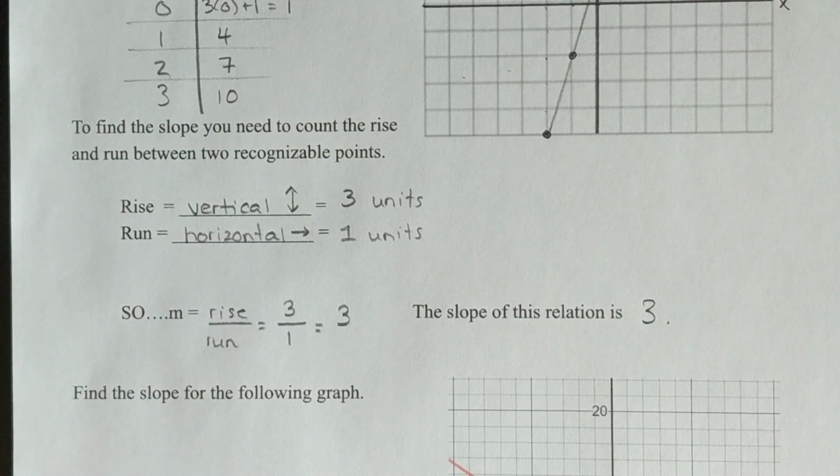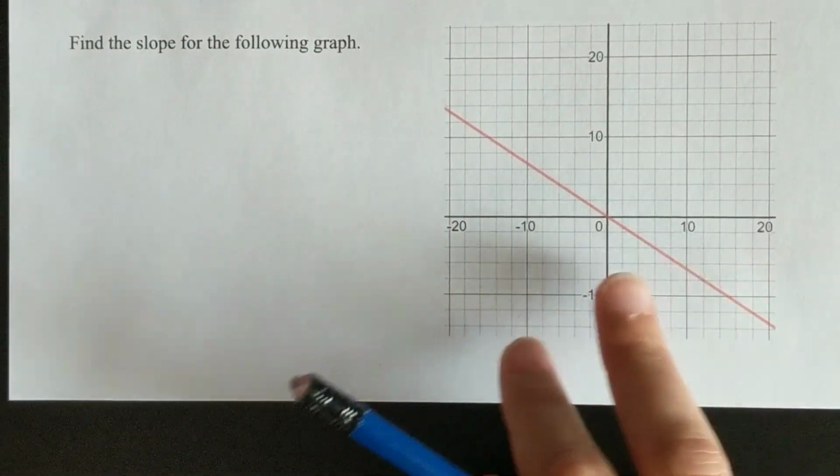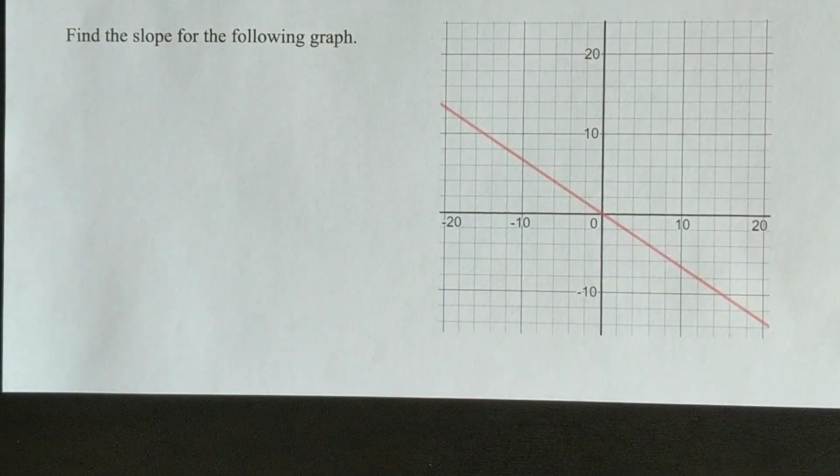Now I'm going to try this one more time with another graph, and I'm purposely picking one that decreases because this is where I see more errors. So we're going to do this straight from a graph. We're not going to do a table of values. And I'm going to find 2 points that work.